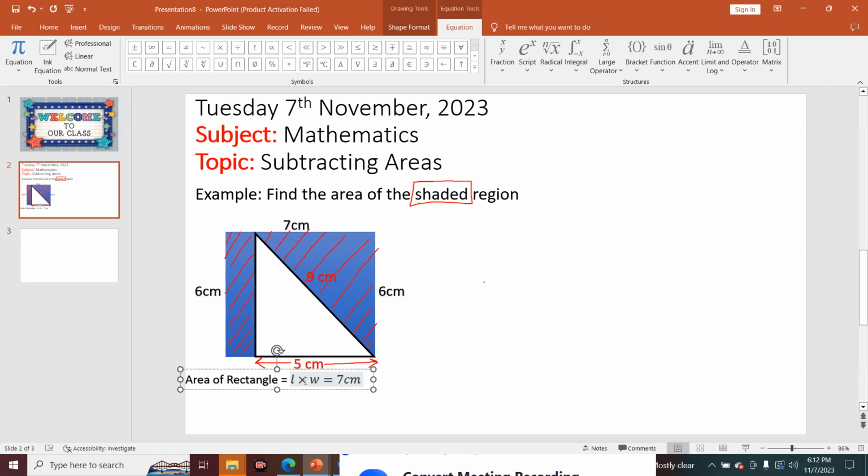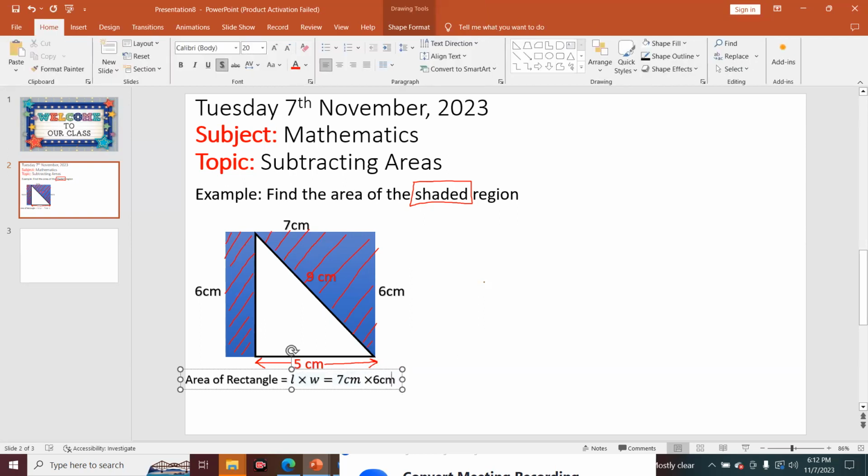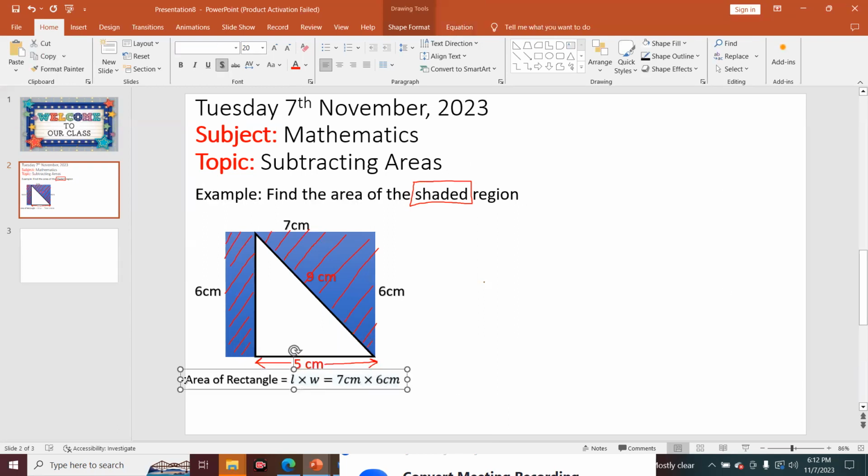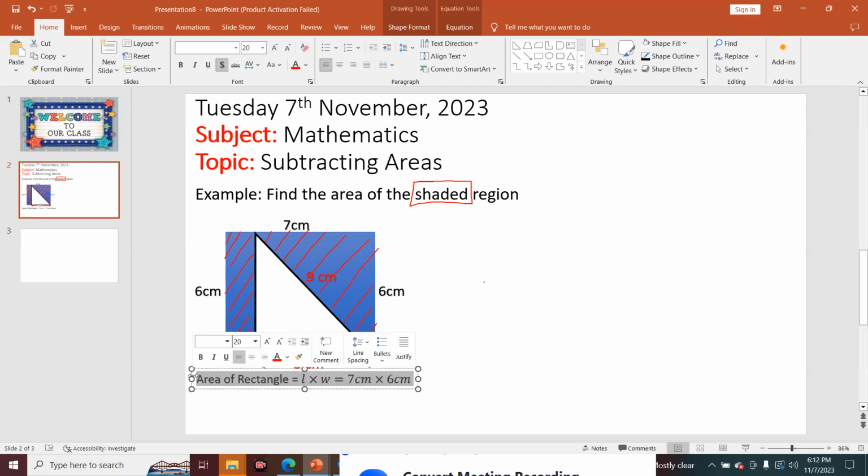Okay, and then we multiply that by what? We multiply that by 6 centimeters, which is the width. So 6 centimeters is the width and 7 centimeters is the length. What is 7 centimeters multiplied by 6 centimeters? 42 or 56?